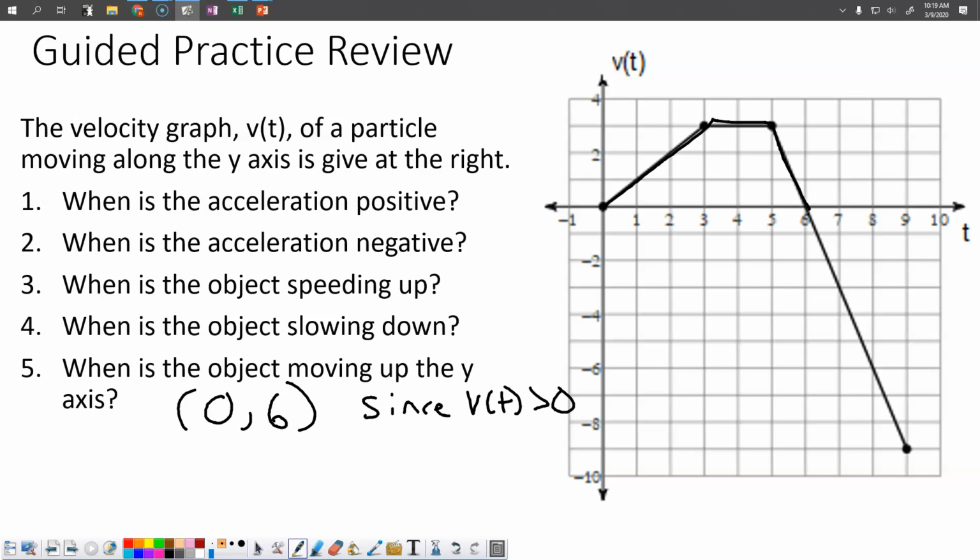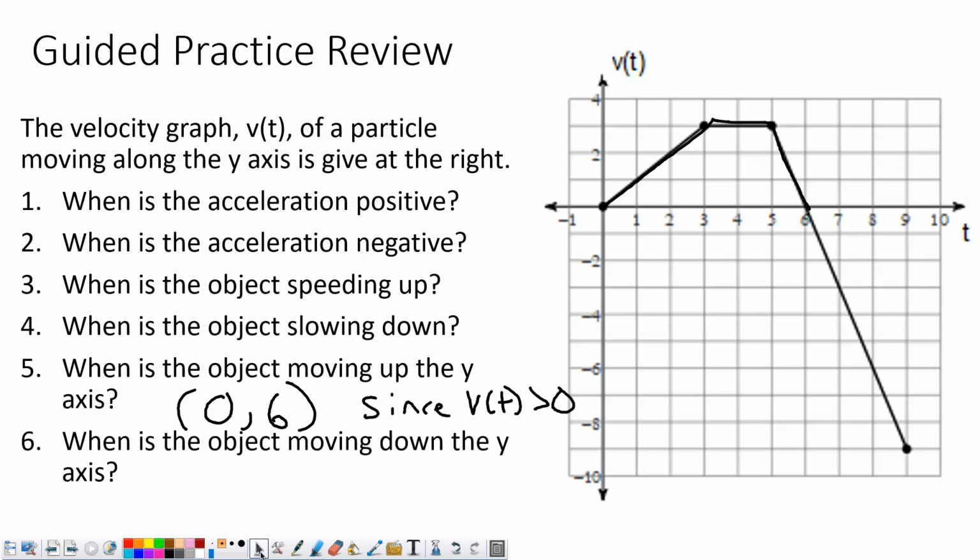And so the next question probably is asking, when is it moving down? So Manny, when would this object be moving down? All right, so it would be moving down from 6 to 9. You got it. Since v is, in this case, less than 0.